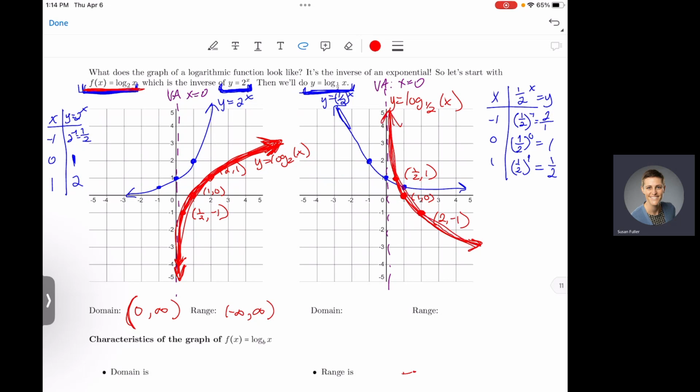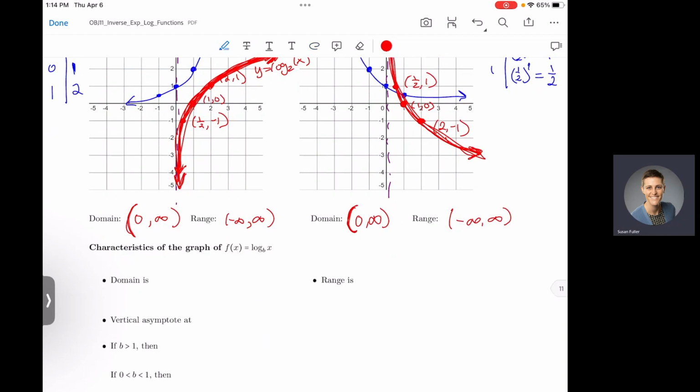Again, the domain of this is 0 to infinity. 0 is a parenthesis here because, again, we have an asymptote we are never actually going to get to and touch x equals 0. In our range, the y values that are covered go all the way from negative infinity to infinity. It's going to take a real long time to get down here to negative infinity, but it's going to happen eventually.